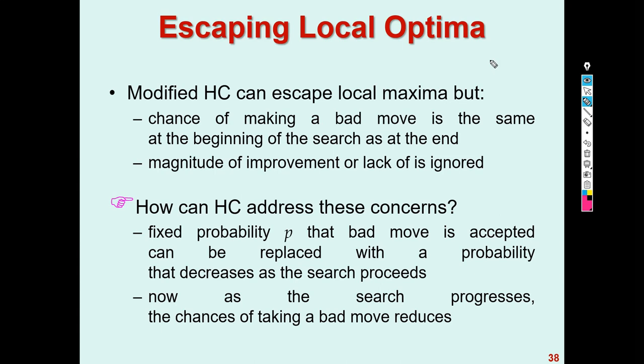So to address these concerns, instead of using a fixed probability, we can accept a bad state with a probability that keeps on decreasing. So at first when I accept a bad state, the probability will decrease. For the next bad state that I reach, the probability will decrease further. So that means when the search progresses, the chances of making bad moves reduce, since we're decreasing the probability more and more.